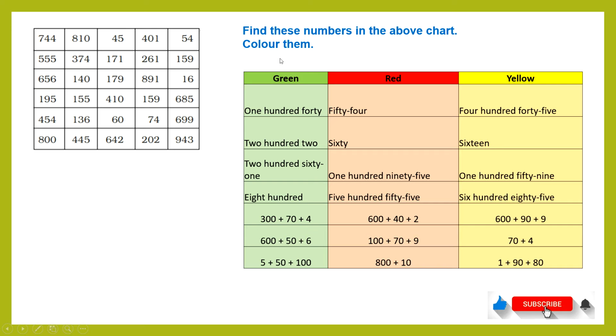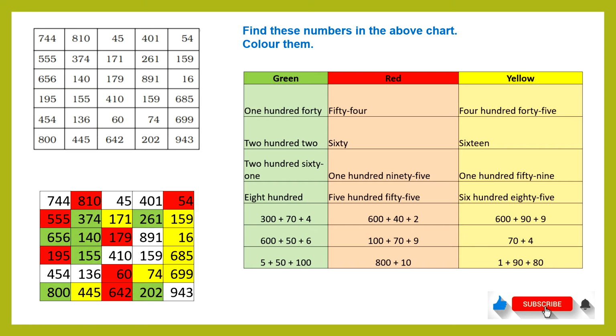Better you pick one column first, find all the numbers, search in this table and color in green. Then we'll move to red color, find all the numbers, color them in red, then move to yellow. I'm going to show you the table. You try it on your own first and match your answers with our answers.